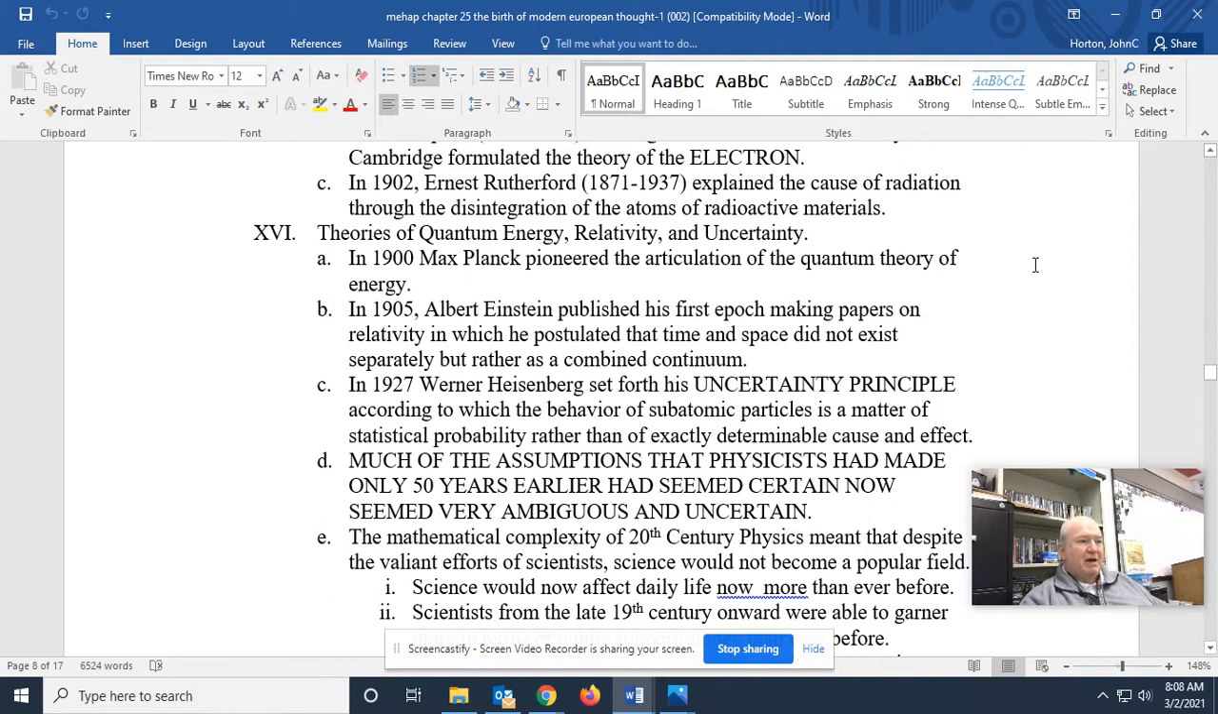In 1900, Max Planck pioneered the articulation of the quantum theory of energy. And I will guarantee you that I have had students sitting in front of me who could explain that much better than I can. Quantum theory of energy. In 1905, Albert Einstein.